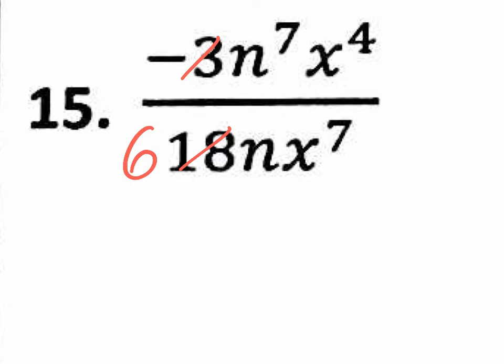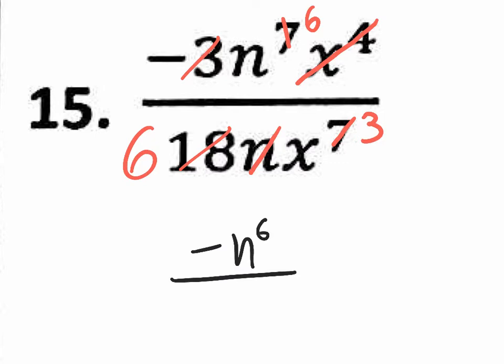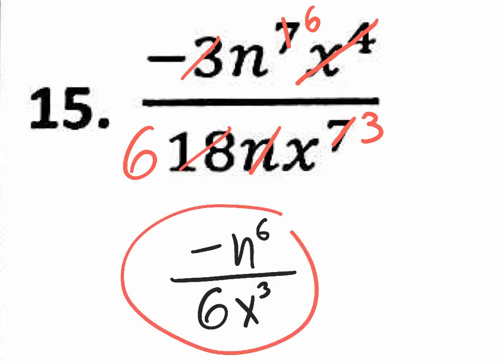What about the n's? Well, you have one n on the bottom. That one single n will completely cancel with one of these n's, and you're going to have n to the 6th left over up on top. You have 4 x's up on top. All 4 x's completely cancel out with 4 of the 7 x's, which means I'll have 3 left over on the bottom. So what's my answer? I have a fraction. It has a negative sign up on top. It does have an n to the 6th also left over up on top. And on the bottom we have a 6, an x, and a third power. That's your answer for number 15.